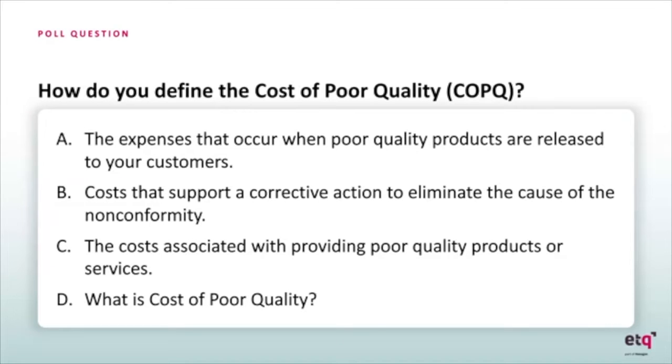And let's see. Wow, this is great. We got a smart group here with us today. The correct answer is C, the costs associated with providing poor quality products or services. Very good. So just one more.